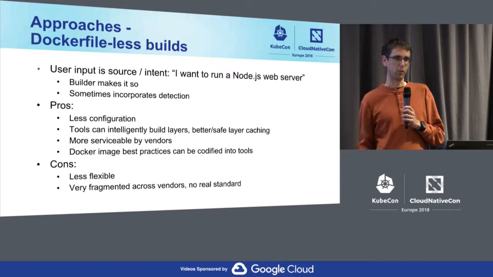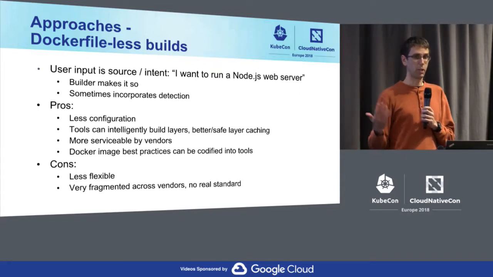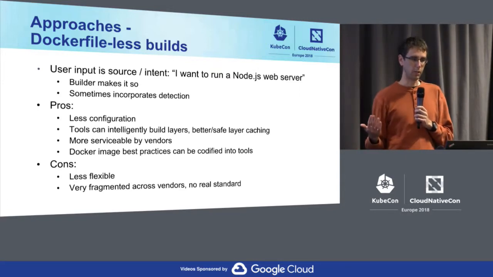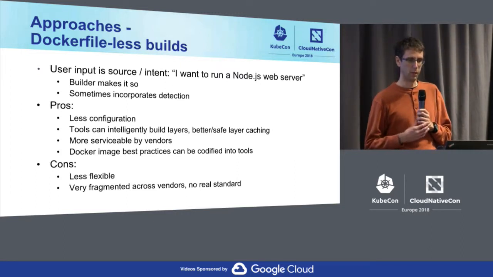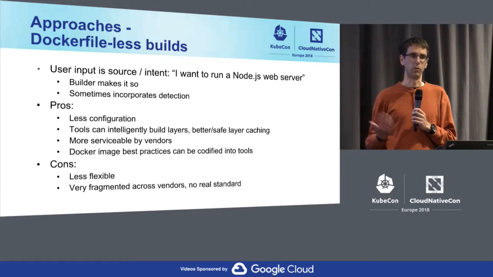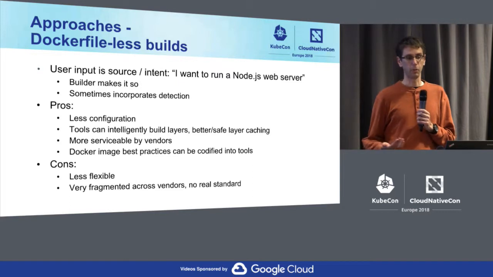I've got a bunch of Java code, and I want to run it on a WildFly server. I've got some Node.js code, I want a Node.js server. Some of the tools can also even incorporate detection into it. I believe Skaffold is one that will do some of that as well, just detecting what sort of language you're using and matching it to the right image to apply that source code to.